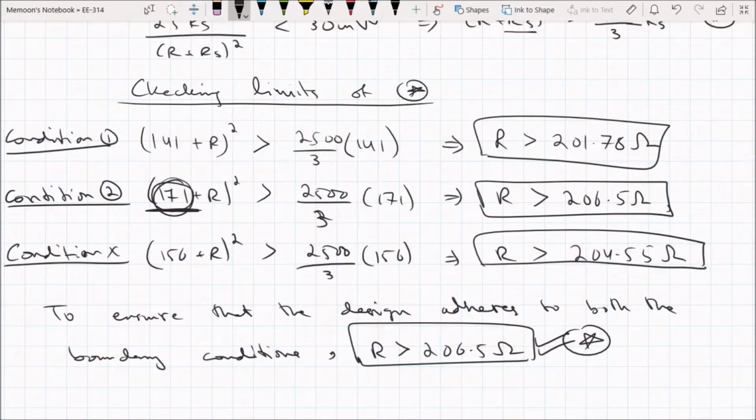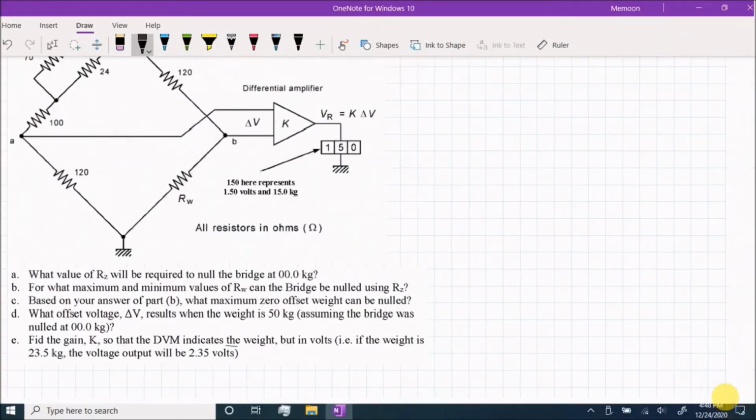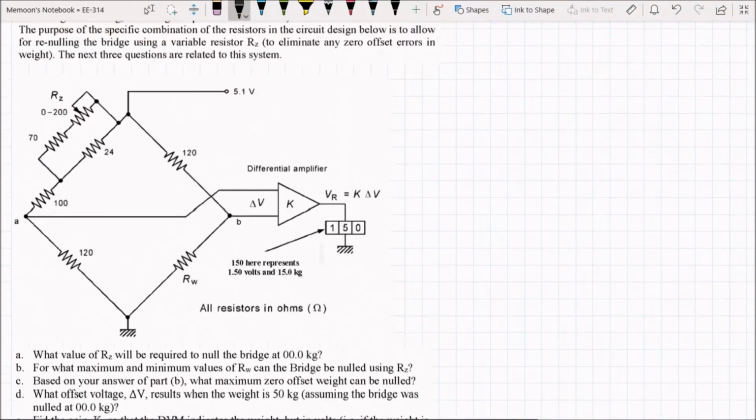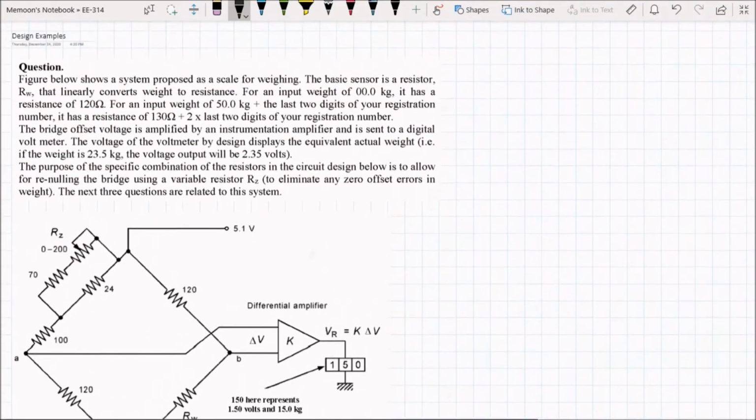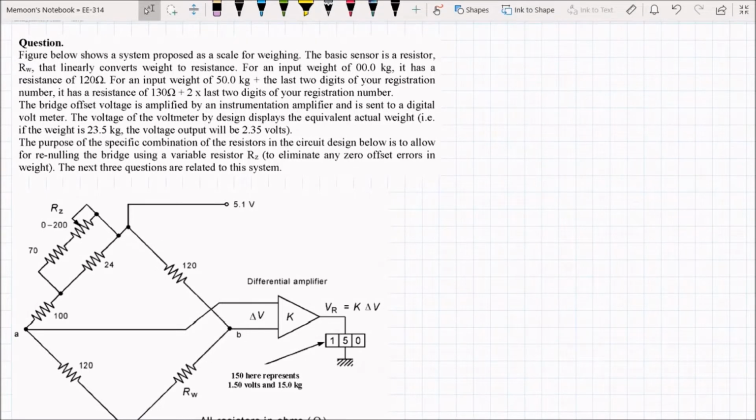So I hope this little derivation would have made things much more clear and would have removed any confusions. And now we can start actually with our design examples based on resistive sensors. Okay, so here is our first design problem, and that was your last quiz. So let's start by solving your previous quiz, and that was based on a resistive sensor. This Rw here was your resistive sensor in that case. So you already know the statement of this example or this problem.